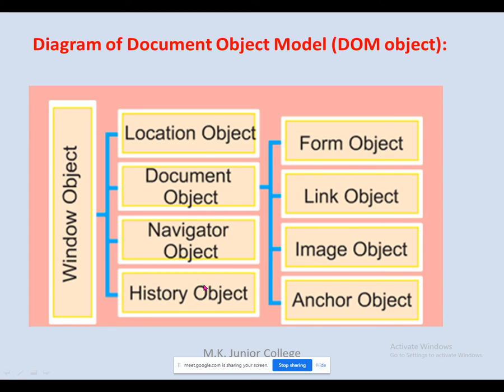So every object has some properties and methods of its own. Here the document object you are using to manage your document, like you are using a form object to create a form, a link object to add a link, an image object to manage your images, an anchor object to manage your hyperlinks and all. So this way all are interconnected.